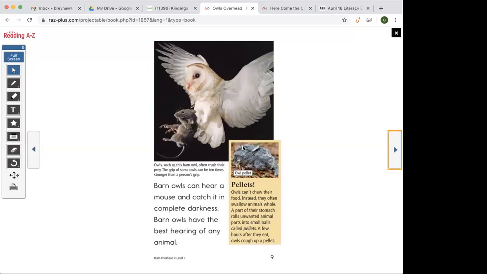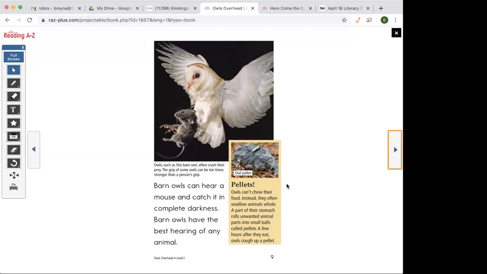Now, in the little yellowish orange box, it says pellets, and the picture says owl pellet. And you can read about what a pellet is. It says that owls can't chew their food. Instead, they often swallow animals whole. A part of their stomach rolls unwanted animal parts into small balls called pellets. A few hours after they eat, owls cough up a pellet.